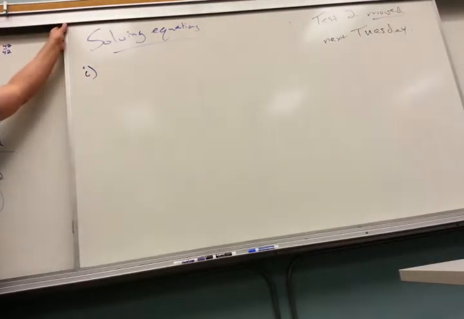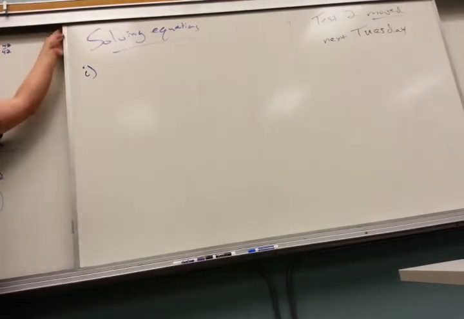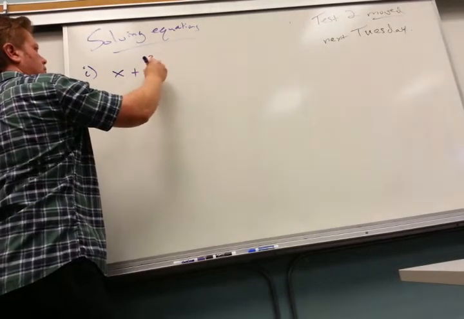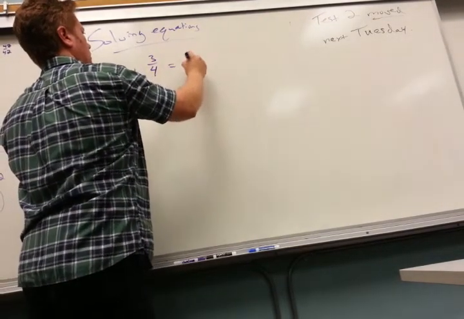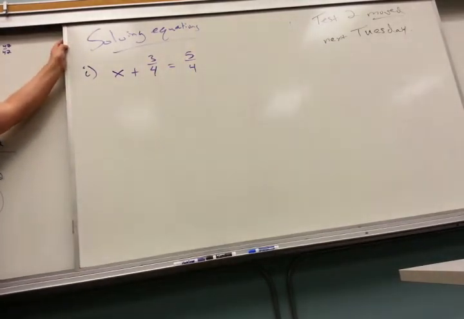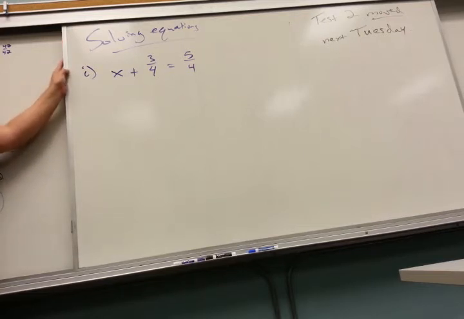So the simplest type of this to show you would be something like x plus 3/4 equals 5/4. This is what you hope for when I say an equation with fractions in it. And that is what you never hope for, ever. So how do I solve that?